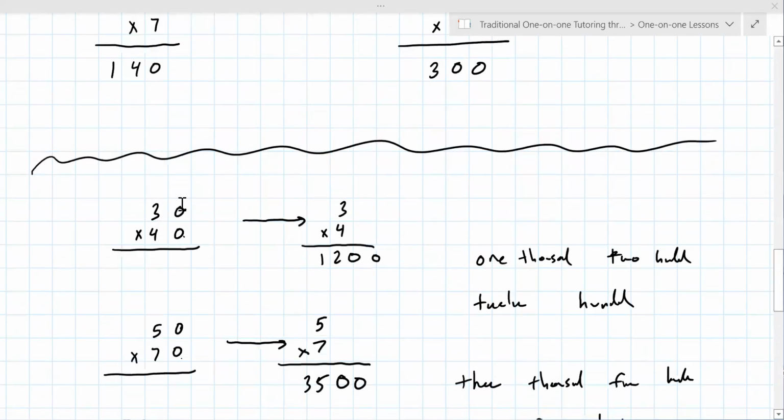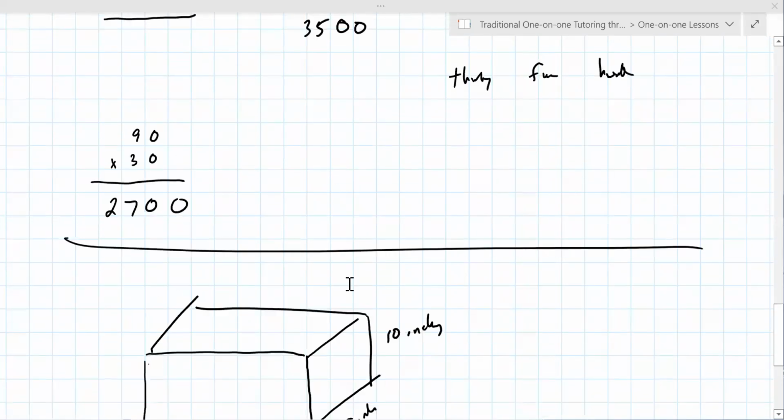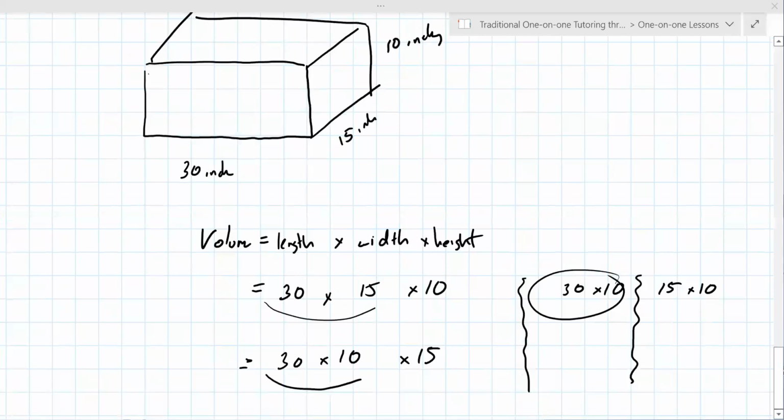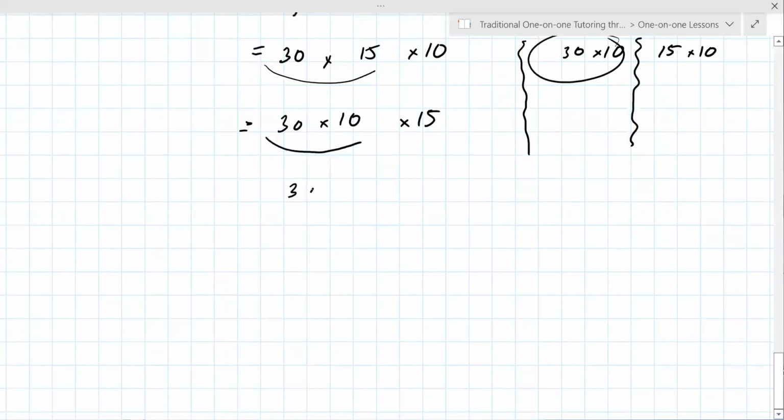Okay, let's go back up to some previous problems here. How did we do 30 times 40? We multiplied 3 and 4, we made 12, and then we put 2 zeros on the bottom. Great. Now I can't see what you're doing, but what I hope you would be doing is writing 30 times 10 like this, so that you can multiply it.